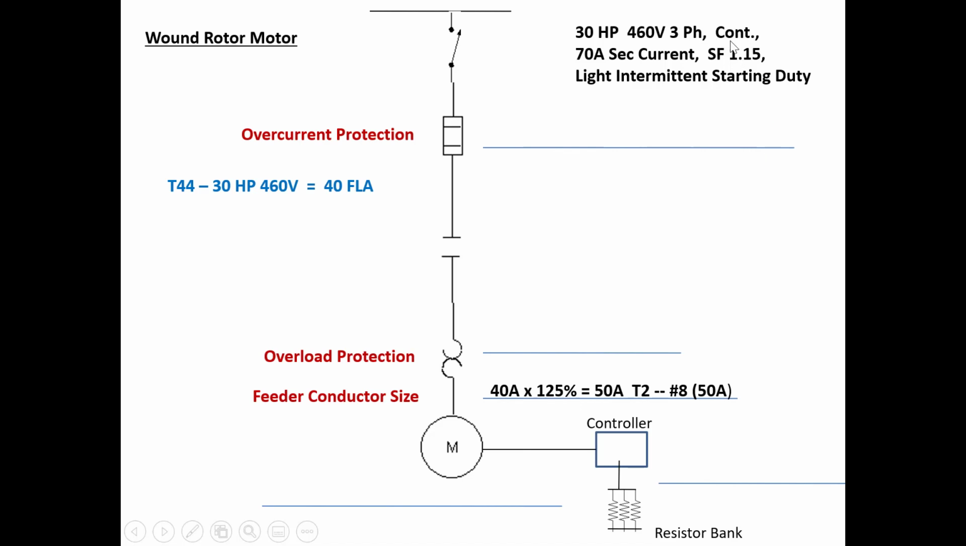125% because it's continuous. We get 50 amps from table 2, and we can use a number 8. Then overload protection is 125% of the FLA because we're at 1.15.